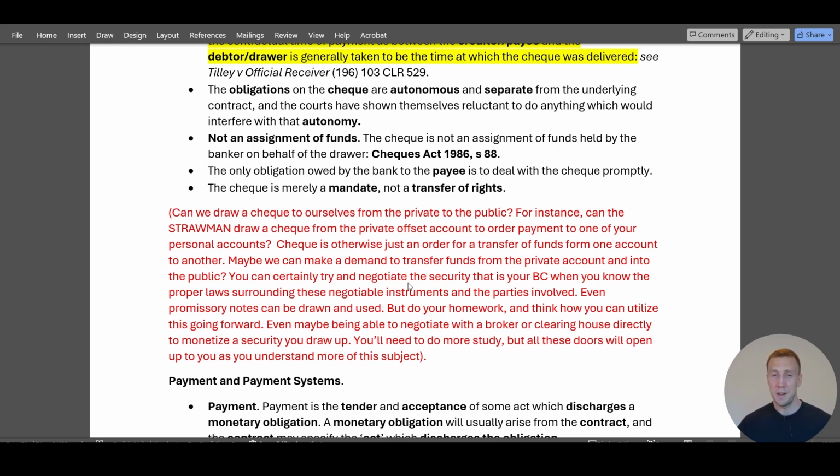You can certainly try and negotiate the security that is your birth certificate and you know the proper laws surrounding these negotiable instruments and the parties involved, right? With our straw man setup, especially the straw man birth certificate, registration number, account, and the name of the father and the son or the daughter, the living given name. Okay, so we can start really thinking about this. Even promissory notes can be drawn and used, all right, but do your homework and think how you can utilize this going forward. Even maybe being able to negotiate with the broker or clearinghouse directly to monetize the security you draw up. Okay, you'll need to do more study, but all these doors will open up to you as you understand more of the subject.